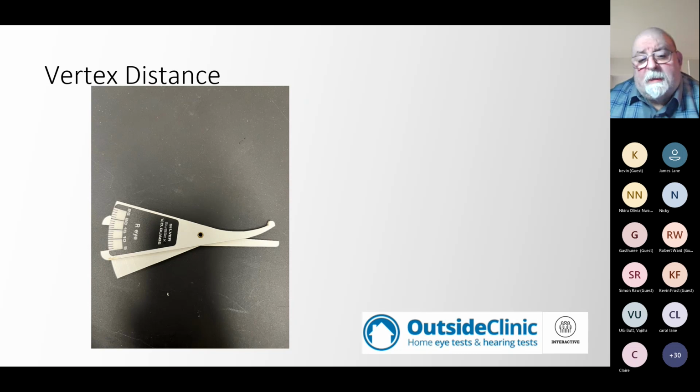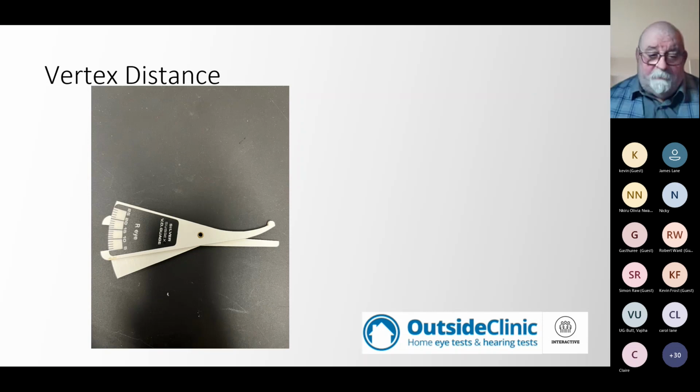This is one that takes a little bit of patience to do, and when I'm teaching this to the students, I get them to practice on each other, and I say to them, look, you've got to be gentle with this, because if you hurt the person, they're then going to take the measurement on you and they're going to hurt you back.